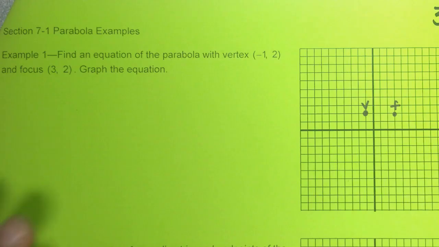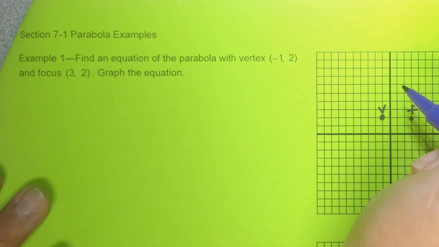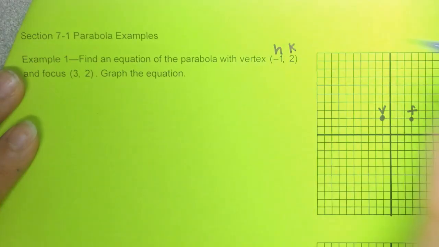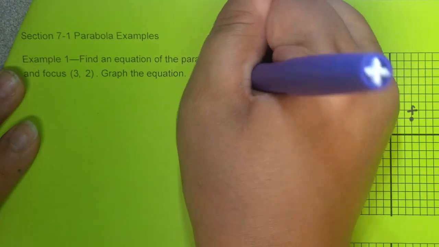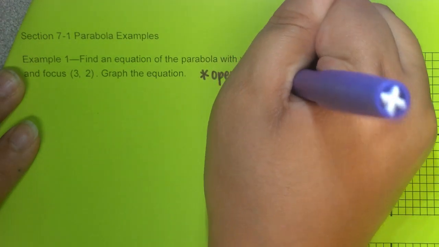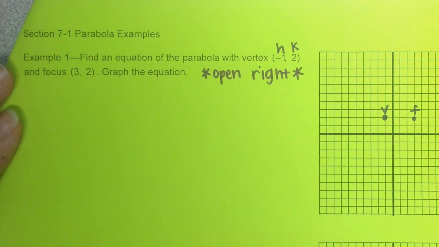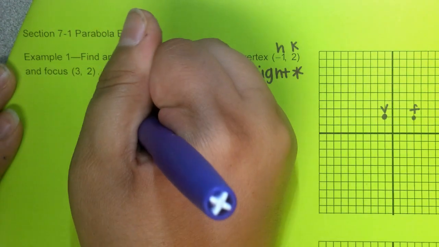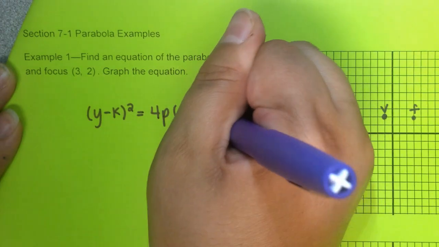And what do I know? Vertex. What does that tell me? H and K. Say what y'all just said out loud. This is going to open right. Because it opens right, which standard form equation am I going to use? What's going to be squared? Y. So we are going to do y minus k squared equals 4p times x minus h.